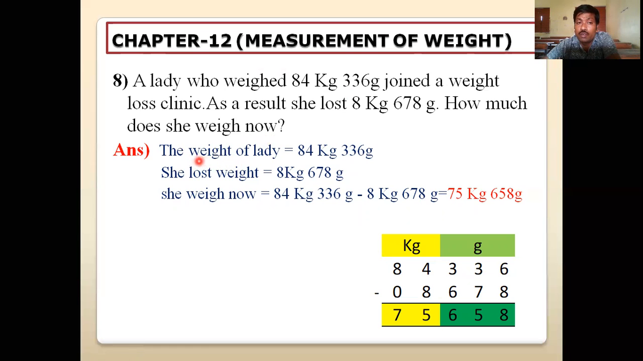So now, first of all, we will write the weight of the lady, 84 kg 336 gram. She lost weight. How much lost weight? 8 kg 678 gram. After losing the weight, what will be the weight now? When we subtract the lost weight 8 kg 678 gram from the total weight 84 kilogram 336 gram, we get 75 kg 658 gram. So it means the present weight at this time after losing the weight will be 75 kg 658 gram, and this is the simple method to subtract any two quantities.